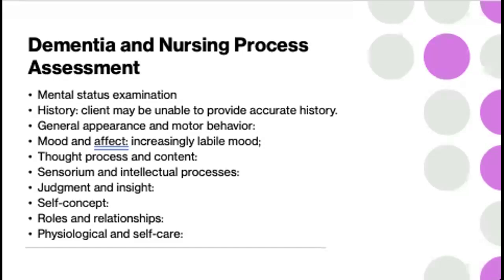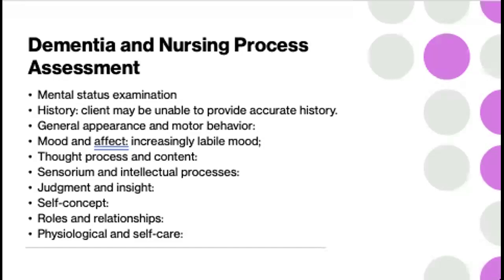With our sensorium and intellectual process, we're going to have memory deficits, confusion. They might make up answers. They might have a loss of recognition. They might have some hallucinations. With our judgment and insight: poor judgment, unrealistic self-appraisal, limited insight, all due to their deficits. Self-concept, a lot of times we're going to see sadness, frustration, and loss of self-awareness or roles in relationships.